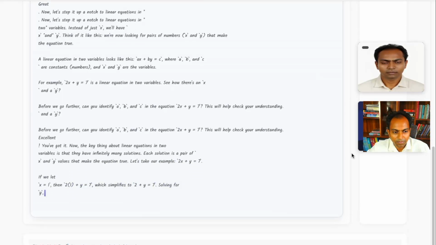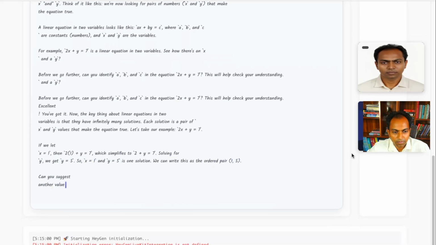Let's take our example, 2x plus y equals 7. If we let x equals 1, then 2 times 1 plus y equals 7, which simplifies to 2 plus y equals 7. Solving for y, we get y equals 5. So x equals 1 and y equals 5 is one solution. We can write this as the ordered pair (1, 5).